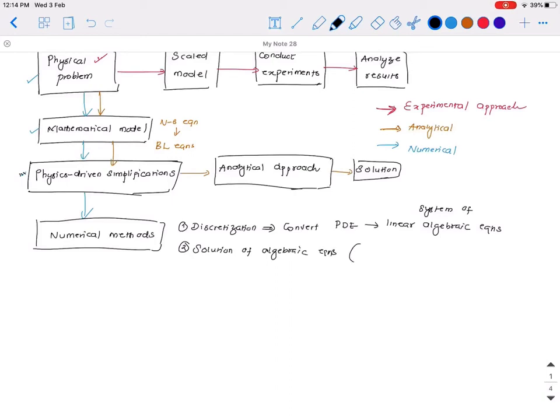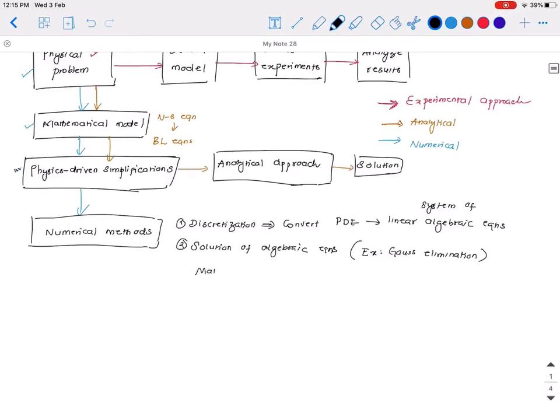In the numerical methods course, you have learned techniques like Gauss elimination. We are going to see a few more methods to solve the system of linear algebraic equations numerically. In the discretization step, what we are doing is converting the mathematical model into an appropriate form that a computer can handle. Computers cannot handle PDEs.